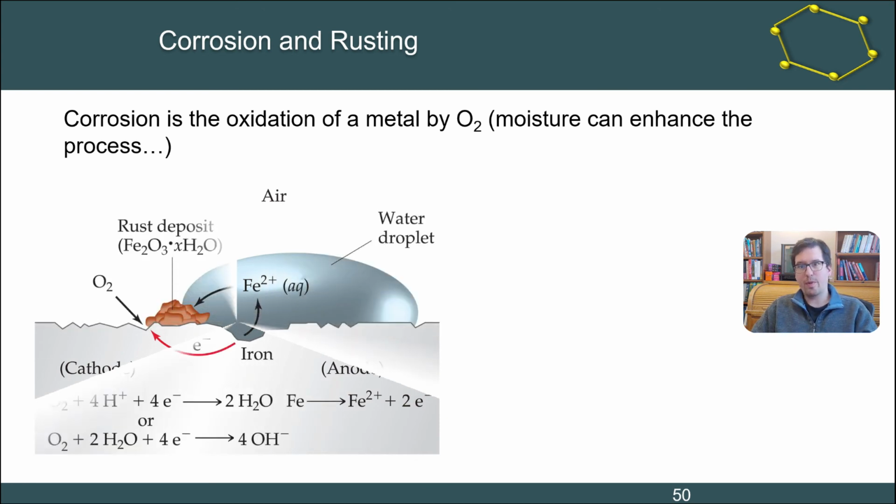All right, here's a simple depiction of a rusting system. We have zero valent iron metal here in gray. We have a water droplet on our metal surface. This can happen with water vapor in the air as well, but it's just easier to see with just a bubble of water there. And we have our growing rust deposit here. So what's happening at the cathode, we're reducing oxygen with either protons or water, depending on our situation. We're reducing that to water or hydroxide. Meanwhile, the other half reaction on the anode is that zero valent iron is being oxidized to iron 2.